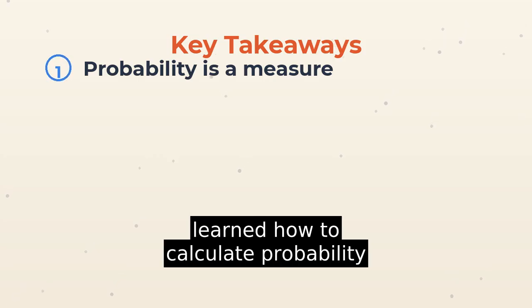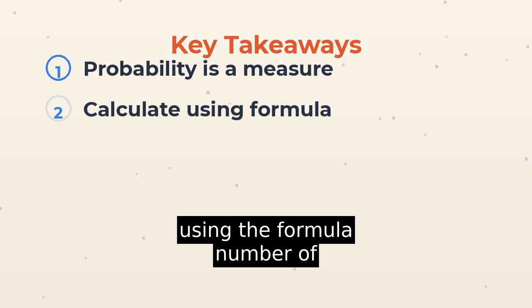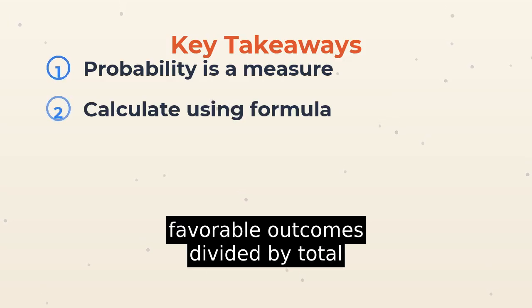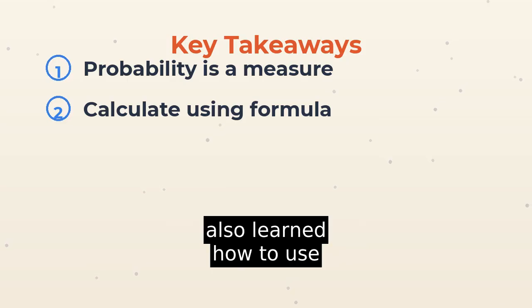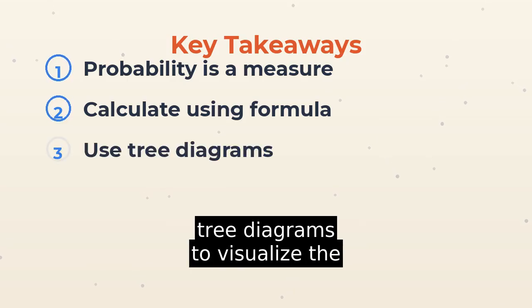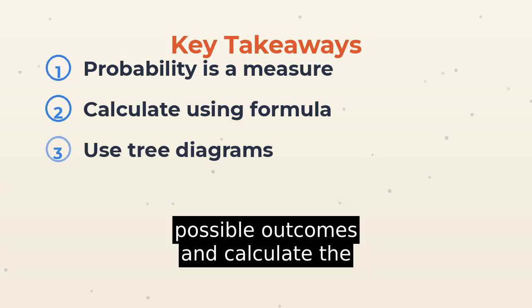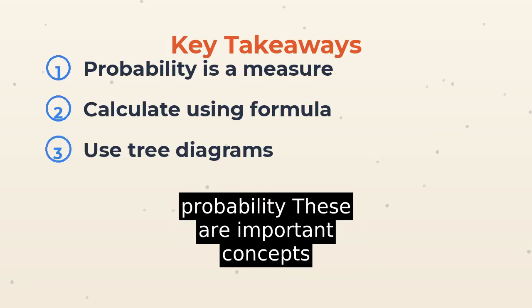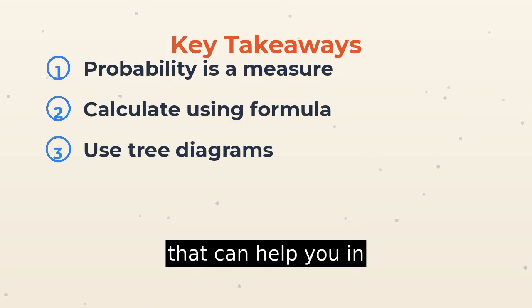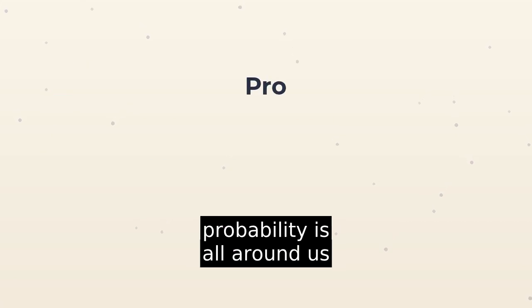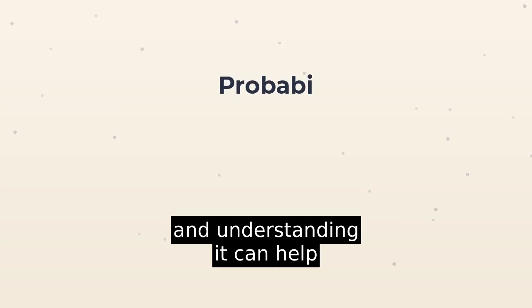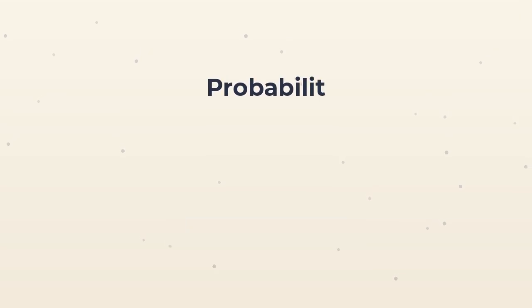We learned how to calculate probability using the formula, number of favorable outcomes divided by total number of possible outcomes. We also learned how to use tree diagrams to visualize the possible outcomes and calculate the probability. These are important concepts that can help you in many areas of life. Remember, probability is all around us, and understanding it can help you make more informed decisions.